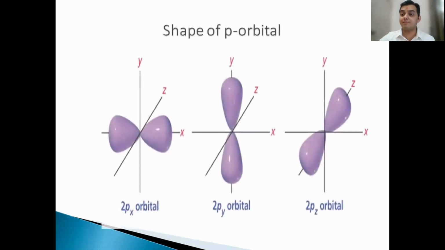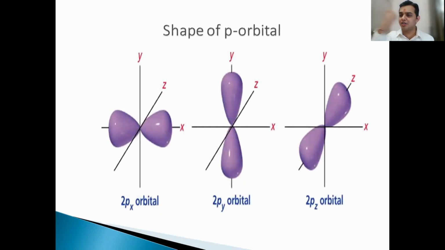Second is the P subshell. The P subshell is dumbbell shaped, like the dumbbell we use in the gym. That dumbbell is along px, one along py, and one along pz. So there are three p orbitals: px, py and pz. The S orbital was only one, spherical, but P orbitals are three.